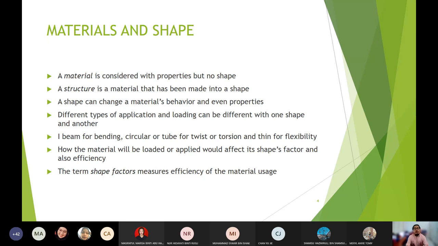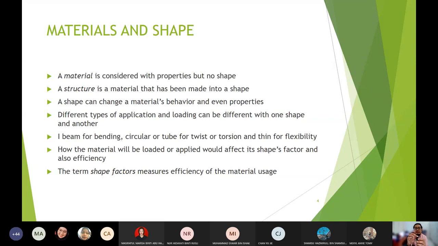And a structure, we call it a material that has been made into a shape. So the structure of this cylindrical battery is the material that has been made into a shape. If you look at the battery, you actually have a seam in the middle here. If you can see, I'm holding the battery in front of you, the seam here is actually the joint part of the battery.